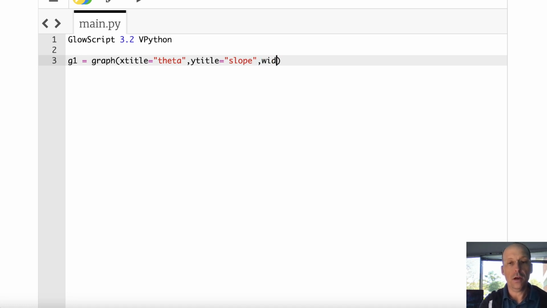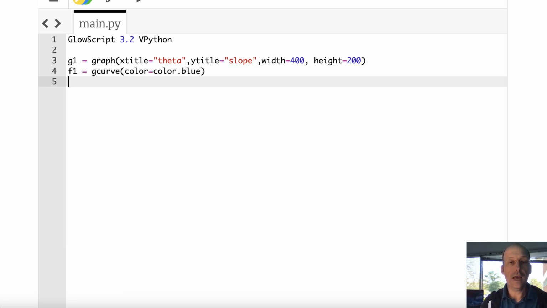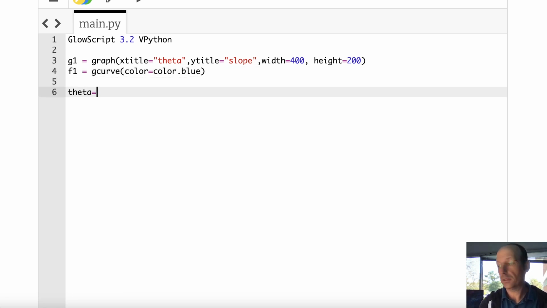And then I'm going to give width equals 400, height equals 200, just because otherwise it doesn't show very well. F slope, let's just call it F1. F1 equals G curve, color equals color.blue. And now what I'm going to do is say theta equals... I don't want to do 0 because the slope would be infinite at 0 according to what I look over here. So let's say 0.05. Okay.